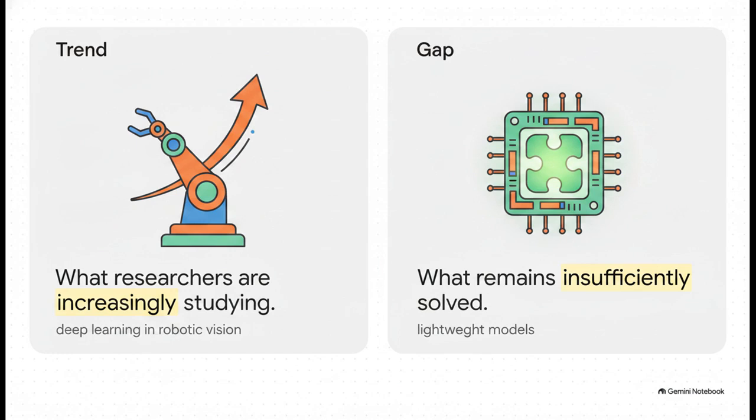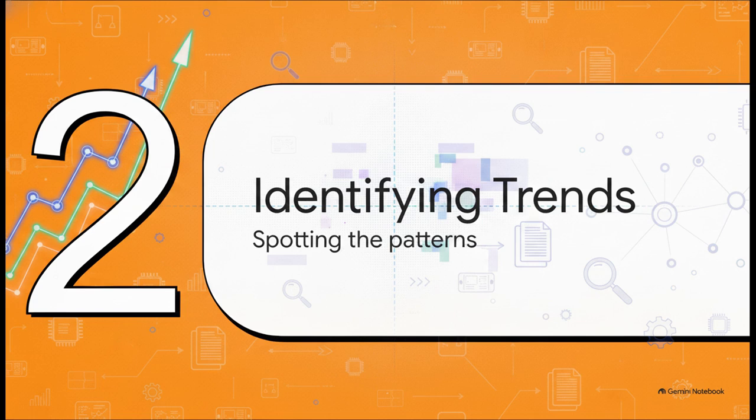A gap, on the other hand, is what's left behind. It highlights what is still insufficiently solved despite that trend, like a lack of lightweight models for low-cost systems. You can have a ton of trending activity in a specific field, but it can absolutely still contain huge, critical gaps.